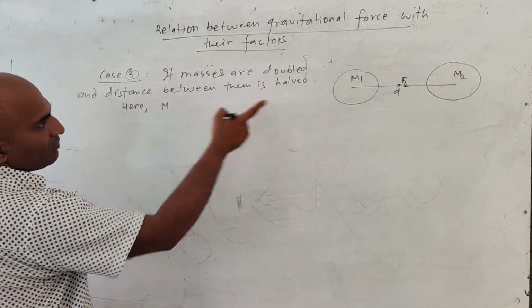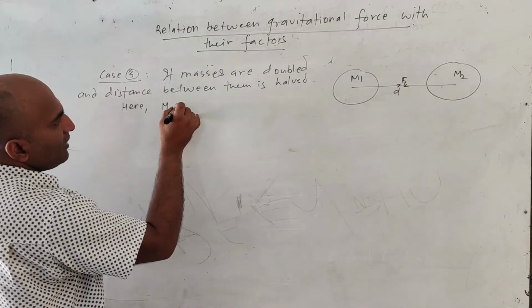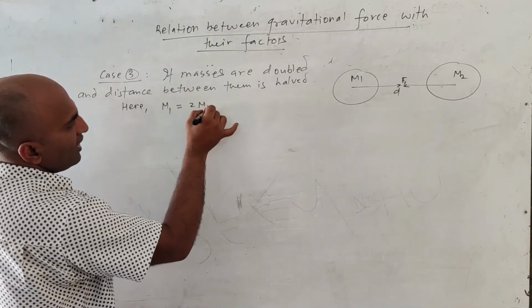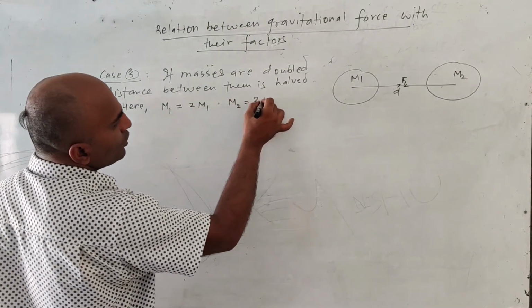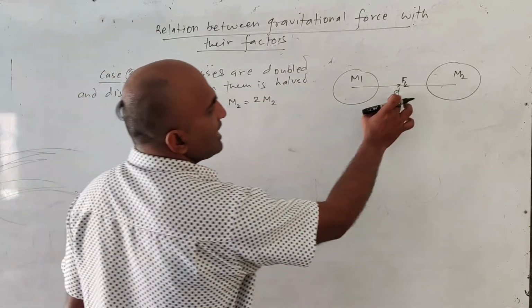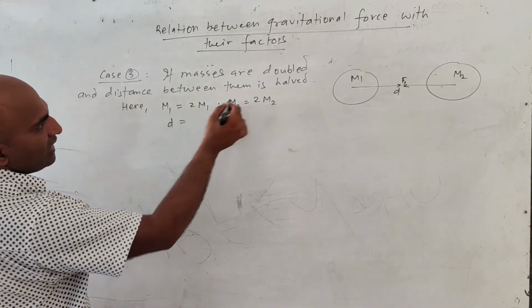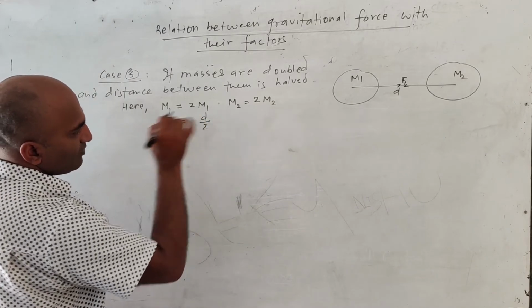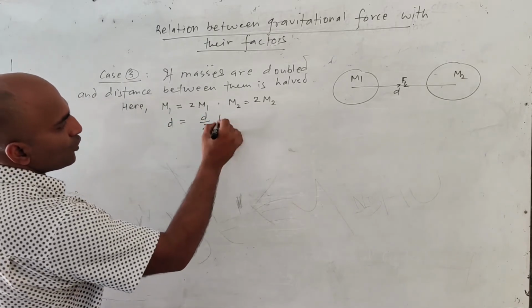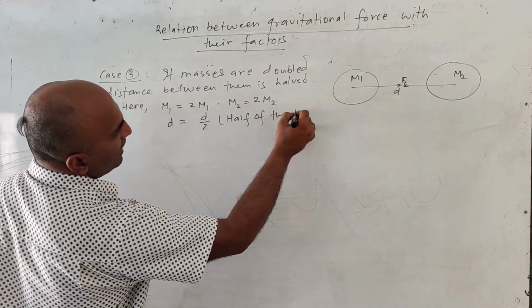Here, masses are double. Masses were M1 and M2. So M1 will be in this case 2M1 and M2 is equal to twice that of M2. Distance between them is half. Here distance was taken D in the first case. Now in this case D will be equal to half of the previous case. So D by 2 as given. Half of the previous.